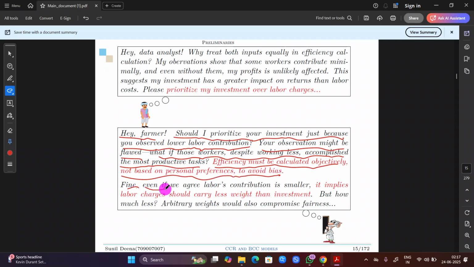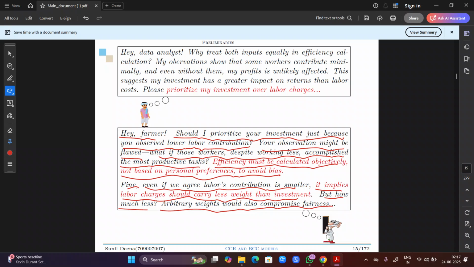Fine. Even if we agree labor contribution is smaller, it implies labor charges should carry less weightage than the investment. But how much less? Arbitrary weights would also compromise fairness.